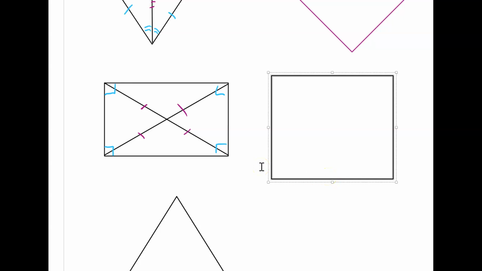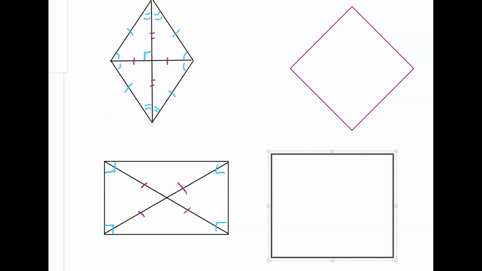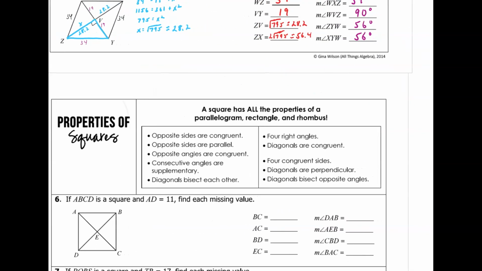All right, so that means it's going to have all the properties of the rectangle. In other words, the diagonals will be equal and the angles will be right angles. And it's going to have all the properties of the rhombus, which means the diagonals will also be perpendicular and they're going to bisect the angles of the rhombus or of the square. All right, so that's pretty much what we have right here.